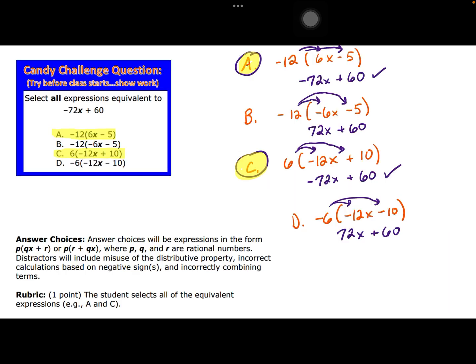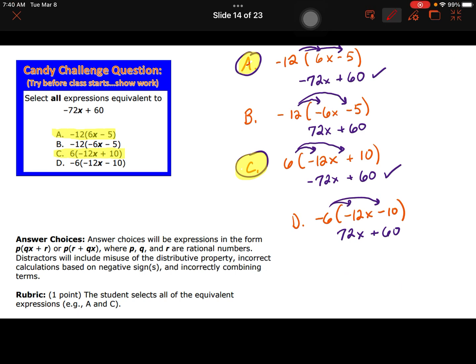So as we look at this one, it says select all expressions that are equivalent to negative 72x plus 60. And so we have to use the distributive property. And what I would recommend that you do is go to each and every one of them. And that's what I did, is I took each answer choice and then I reworked them just to make sure. And the correct answer is A and C in this case, but on A we're distributing negative 12, and negative times a positive gives me a negative, and then negative times a negative gives me a positive, and so that's why we get negative 72x plus 60.